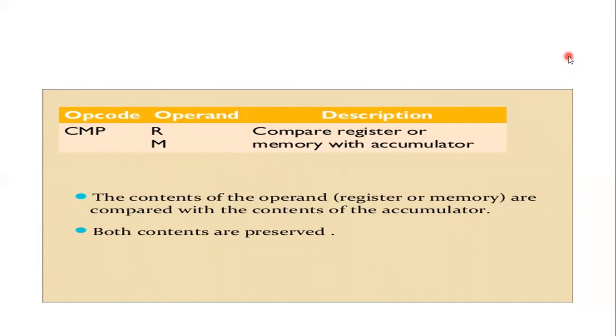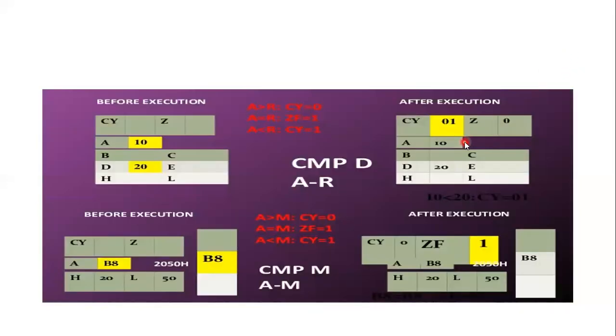Let us see an example. Okay. Here the accumulator has the value 10 and the register D has the value 20. Okay. The carry flag is 0 and the zero flag is 1. If equal, the zero flag is set. If it is less than, the carry flag is 1. Okay. Then compare D.